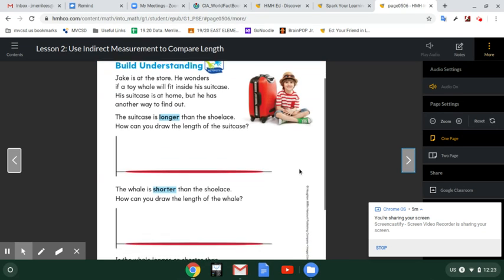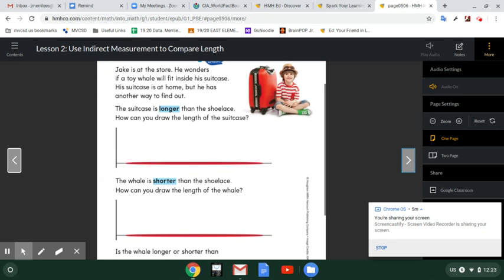Jake is at a store. He wonders if a toy whale will fit inside his suitcase. So use our math thinking. I like this picture, helps me imagine it. I want you to picture yourself with a suitcase. He has a toy whale and he's trying to figure out if it will fit in his suitcase. His suitcase is at home, but he has another way to find out.